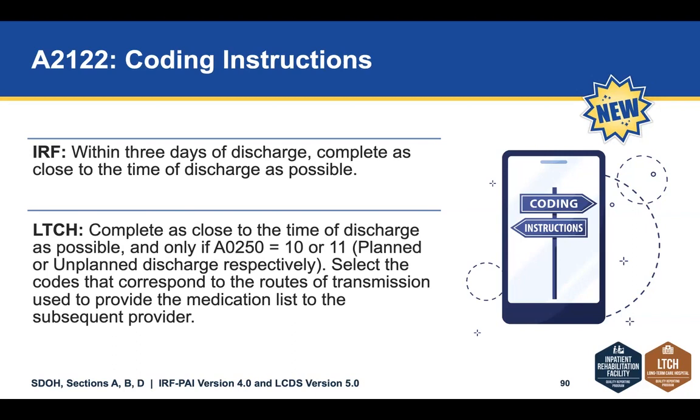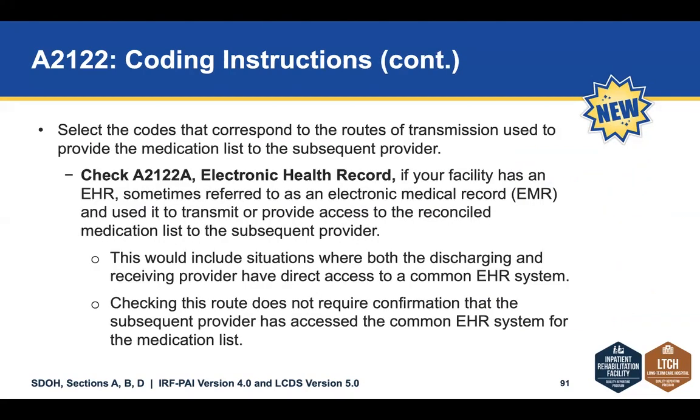The guidance in the LCDS manual further states to select the response codes that correspond to the routes of transmission used to provide the medication list to the subsequent provider. In order to select the appropriate codes that correspond to the routes of transmission used, we need to understand what each of these response codes mean. The assessor will check A2122A, electronic health record or EHR, if the facility has an EHR, and use it to transmit or provide access to the reconciled medication list to a subsequent provider.